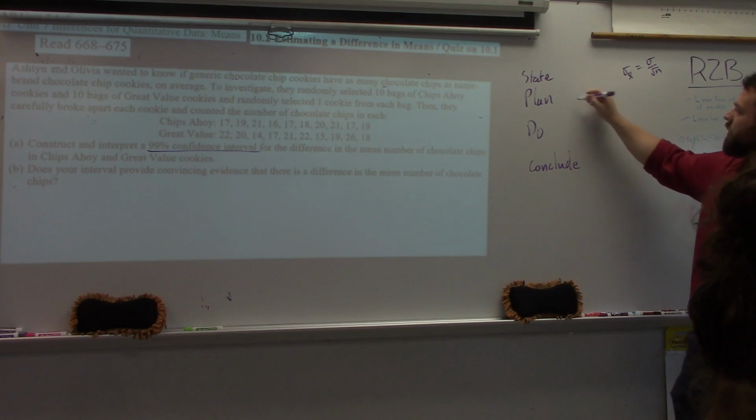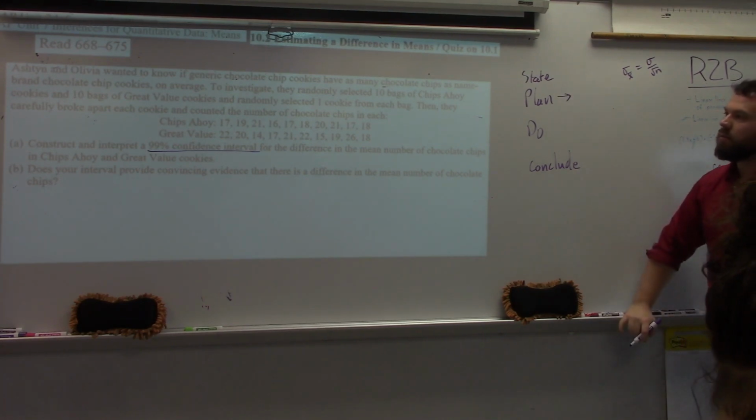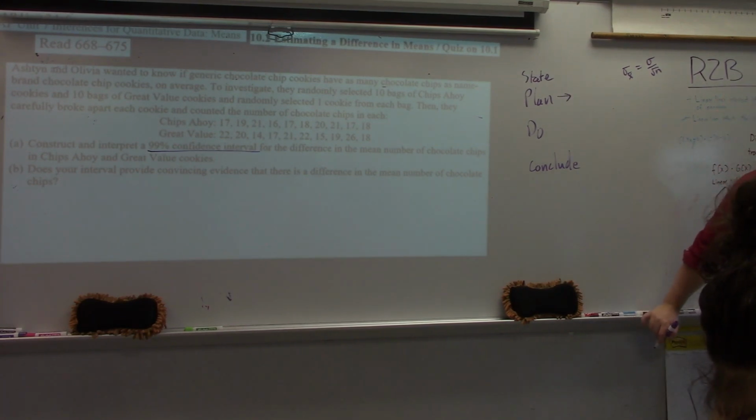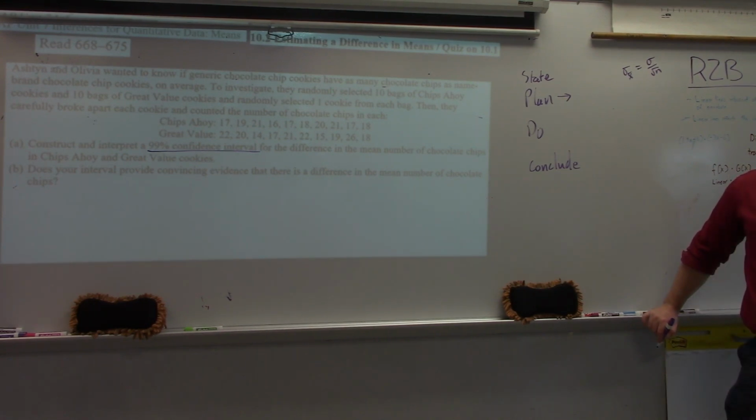All right, we're going to get plenty of practice with this moving forward, but I do want to address one thing really quickly. Plan, right? Random, got it. Can we safely say that this number of bags of cookies is less than 10% of the population? Yes. What about normality? CLT, central limit theorem. Can we use the central limit theorem here?